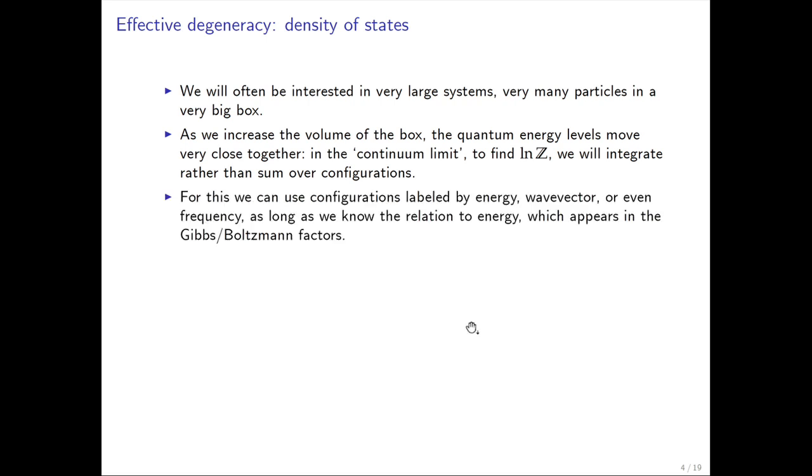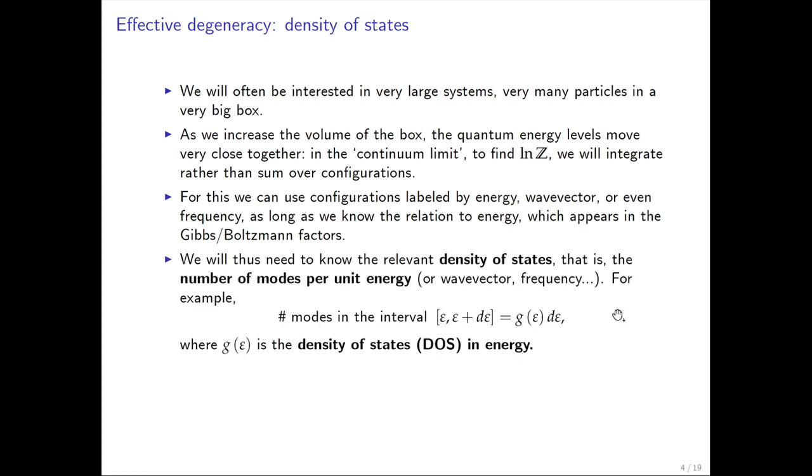So to do this, we can use configurations labeled by energy, wave vector, or frequency, and we'll see different examples of that depending on which system we use. But as you know, we have to figure out a way to enumerate the configurations. But as long as we know how that relates to energy, which appears in these Gibbs or Boltzmann factors, these exponentials, then that should not be a problem. So in order to do this, we'll need to know the relevant density of states.